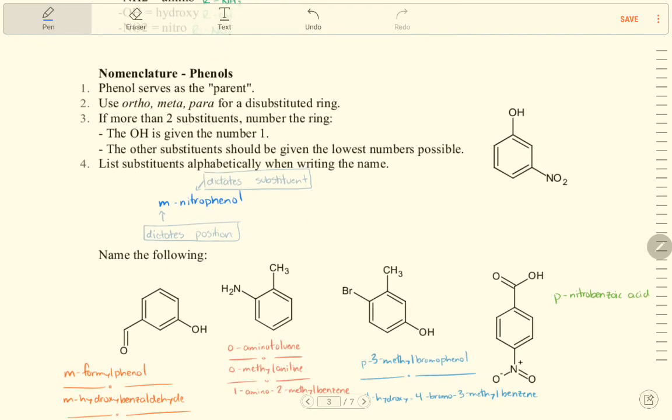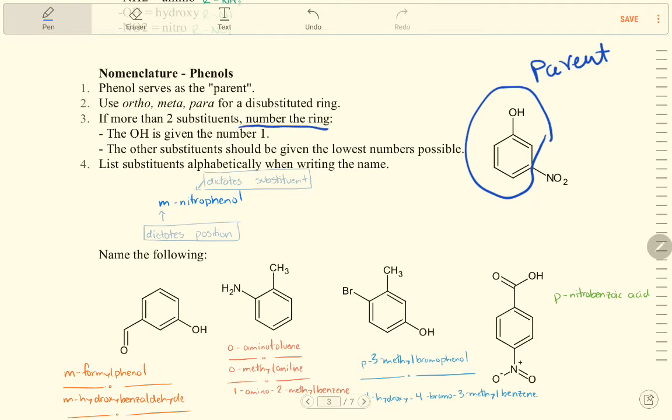So let's see how we can name phenol. In this one, phenol serves as a parent. So first we need to identify the parent chain or parent one. Then use ortho-meta-para for a di-substituted ring. If more than two substituents, number the ring. OH is often number 1, and another substituent is given the lowest number possible. List substituents alphabetically when writing the name.